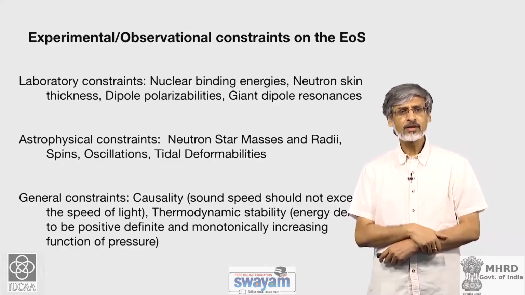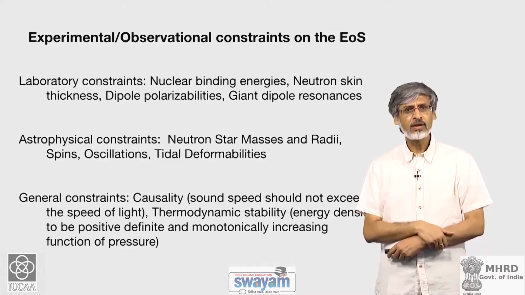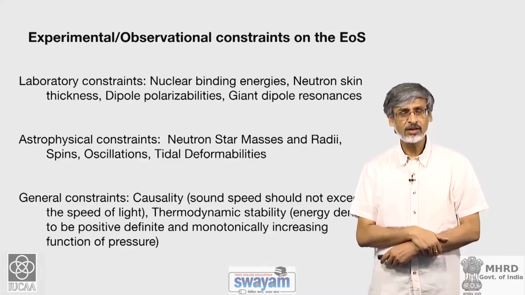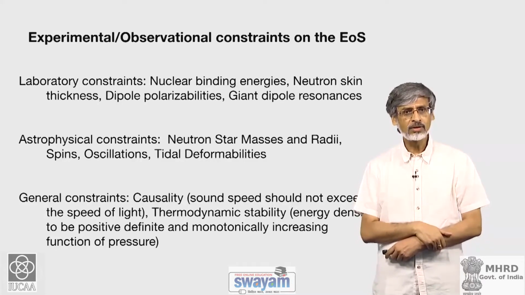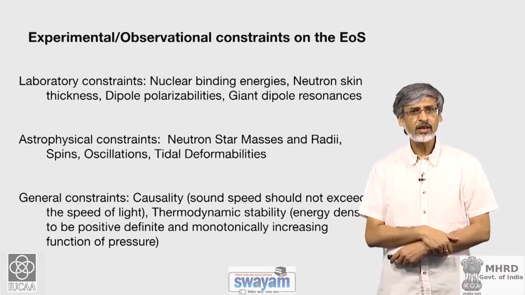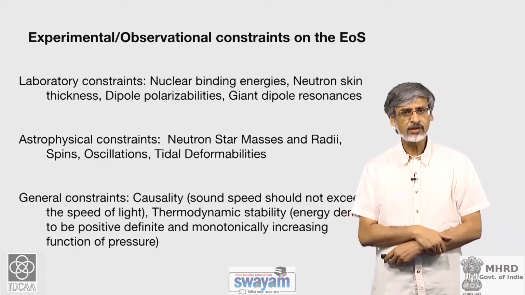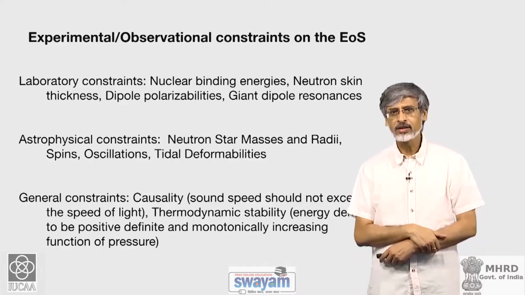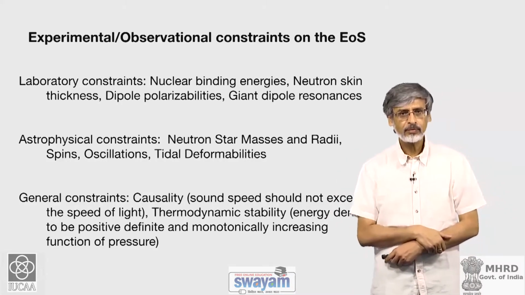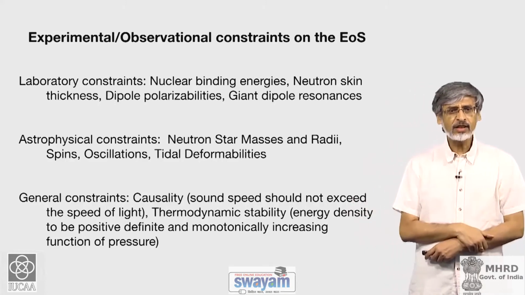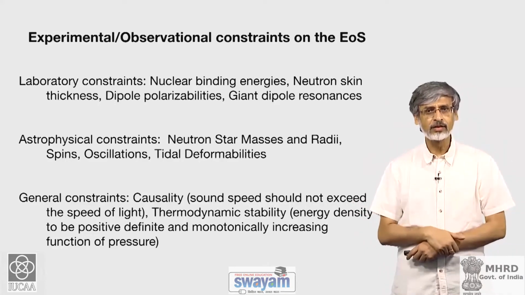as well as spins of neutron stars, oscillations of neutron stars, tidal deformabilities of neutron stars. All of these quantities, if they are measured, provide constraints on the pressure density relation in the neutron star interior and hence on the equation of state. In addition, there are other general constraints that the equation of state must obey.